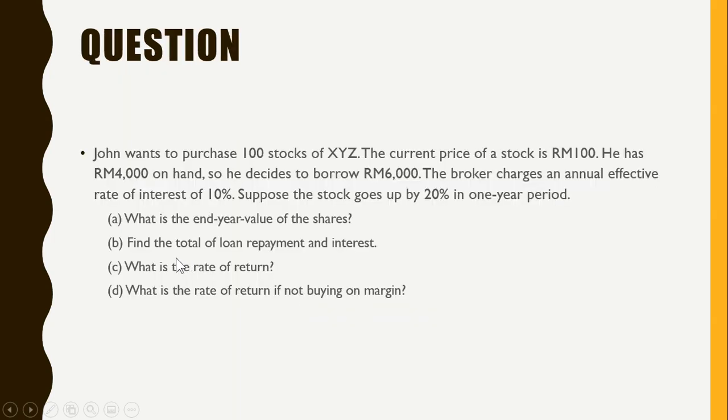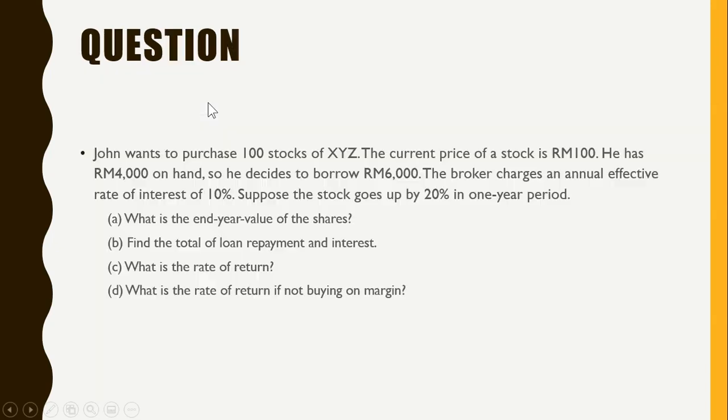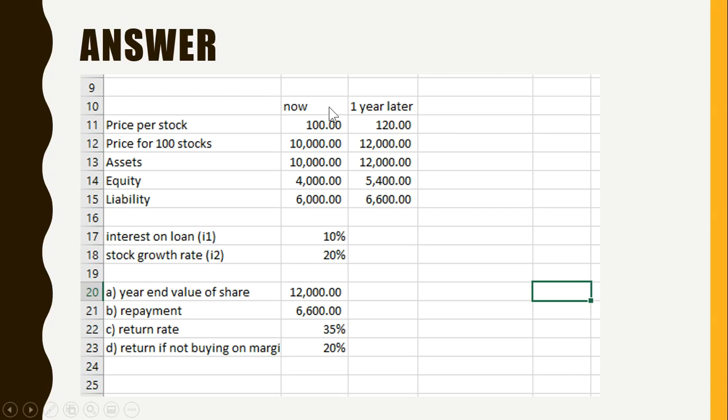So B. Find the total of loan payment and interest. Because you can see from the question, the total share cost actually is 10,000. Now you want to buy 10,000, and your personal equity you only have 4,000. Then another 6,000 you borrow from the bank. So the interest on the loan is 10%. So you use the 6,000 multiplied with 1.1, you will get 6,600.